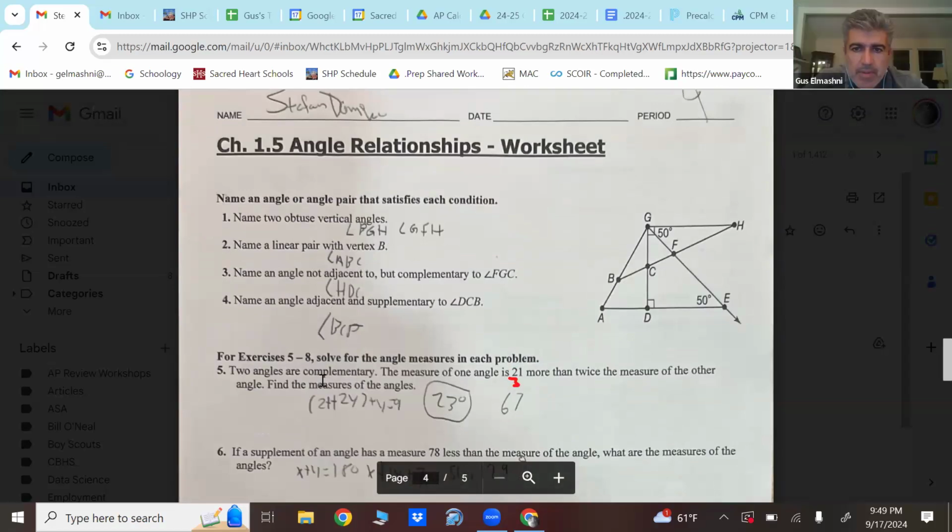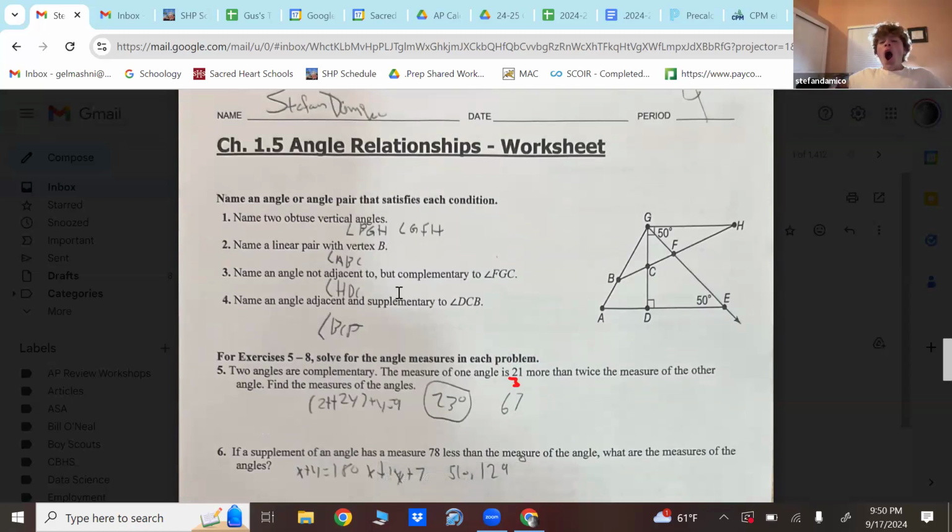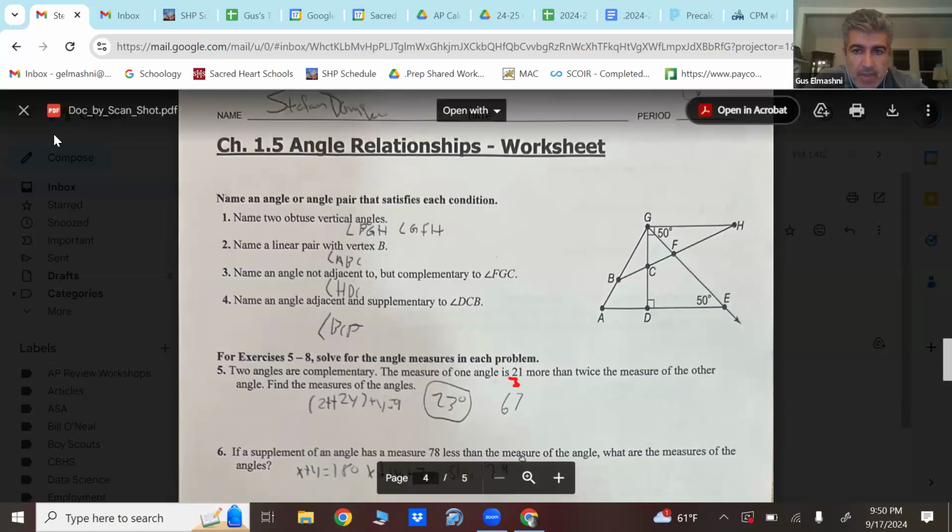Obtuse vertical angles. Obtuse is more than 90. You can say angle F. I can't read that, but I would say GFH for sure. And BFE. So definitely GFH. And BFE. I'm guessing that's more than 90. I'm not 100% sure, but it looks like it.